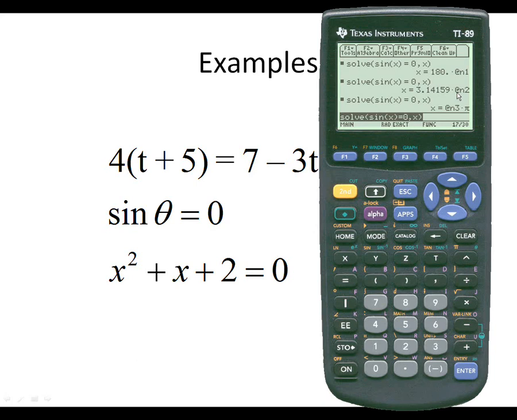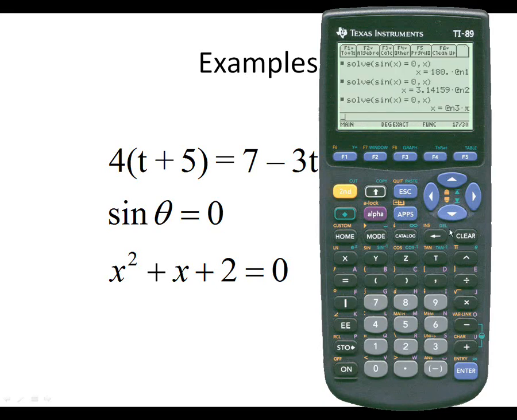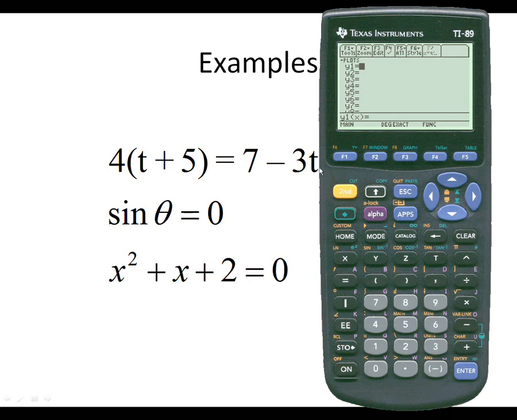But what is this crazy stuff going on here, the at n2? Well, the reason it's doing that is, and I'm going to go back to degree mode, that there are actually an infinite number of solutions to that. There's an infinite number of angles that when I take the sine equals 0, because remember, sine repeats. If I were to graph that, and we haven't covered graphing yet, but bear with me here.